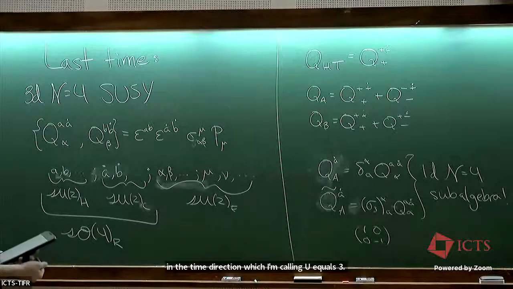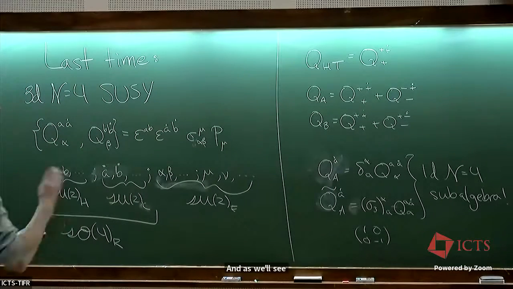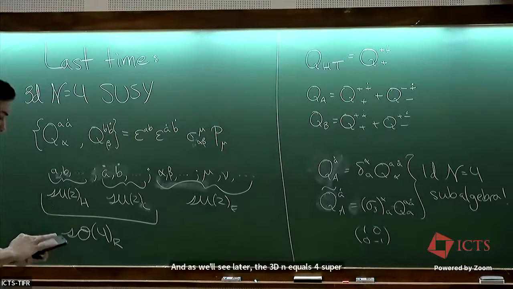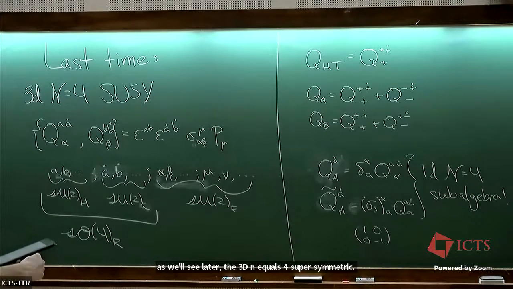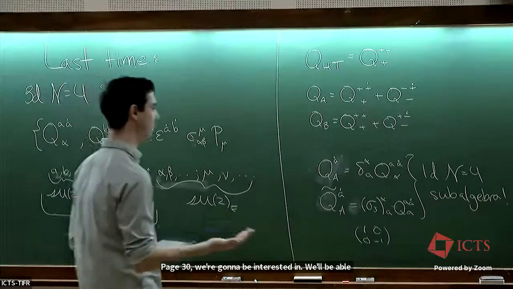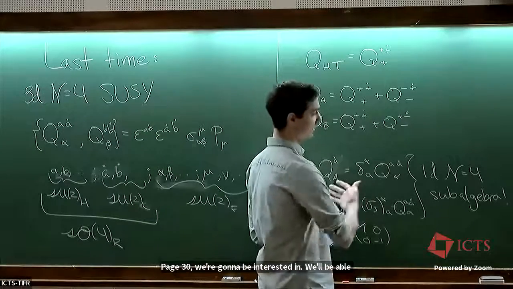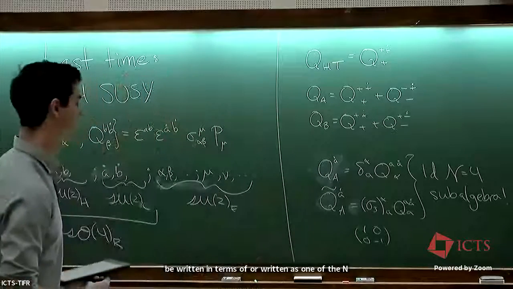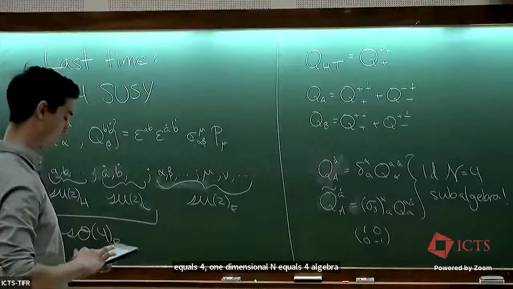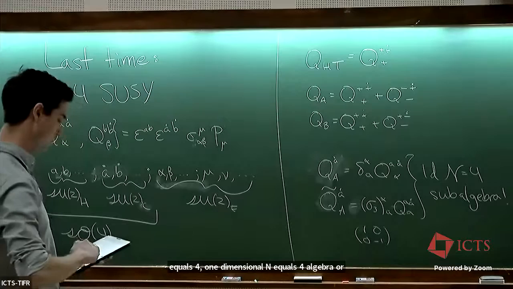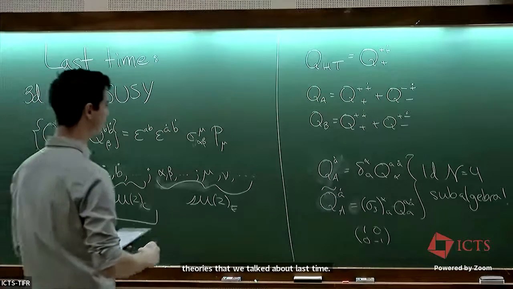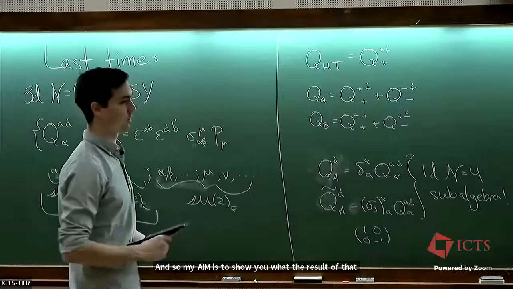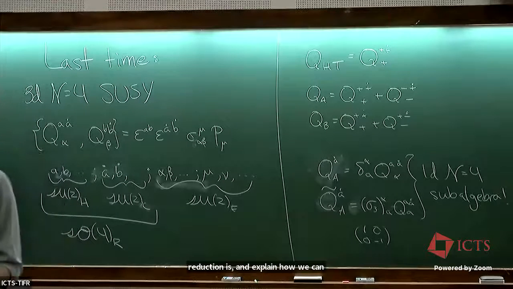As we'll see later, the 3D n=4 supersymmetric gauge theories we're going to be interested in can be written as one of the one-dimensional n=4 theories that we talked about last time. My aim is to show you what the result of that reduction is and explain how we can get vortices out of that reduction.